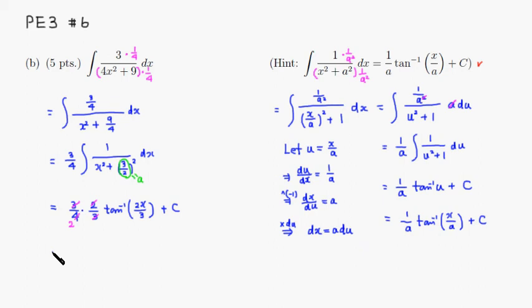Therefore, you will get 1 over 2 arctangent of 2x over 3, and then plus some constant c. So that's how you get the result. You don't have to do the derivation part. Once a hint is given, you can just go straight to the hint and use it to find the antiderivative. That's it. I hope that this was clear.